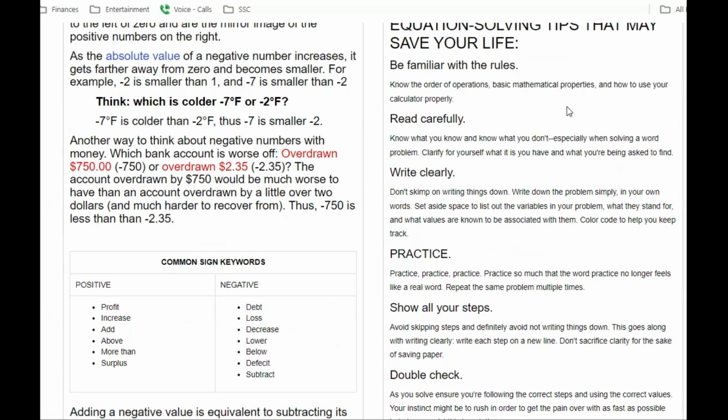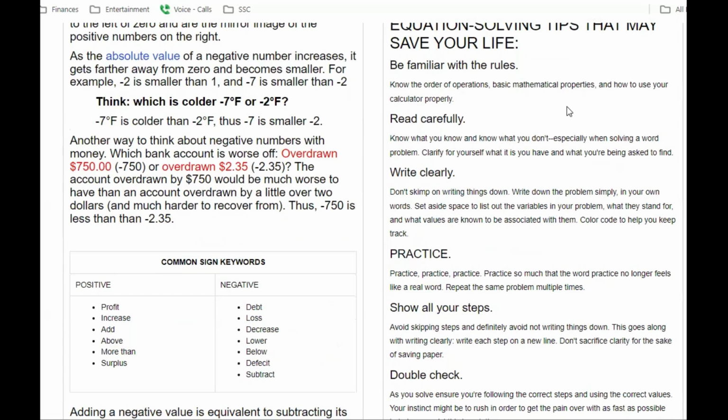Number two is read carefully. Know what you know and know what you don't, especially when solving a word problem like what we're doing here. Clarify for yourself what it is you have and what you're being asked to find. We'll go through that together for this particular problem.